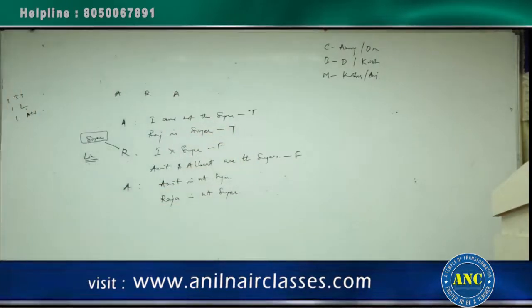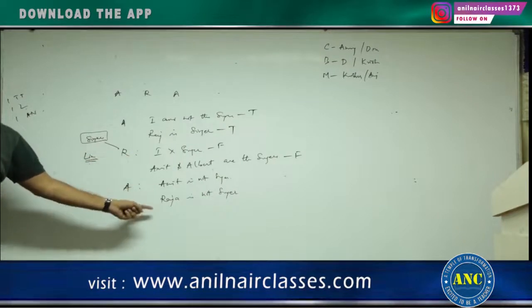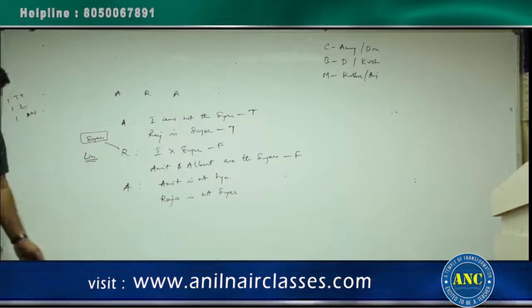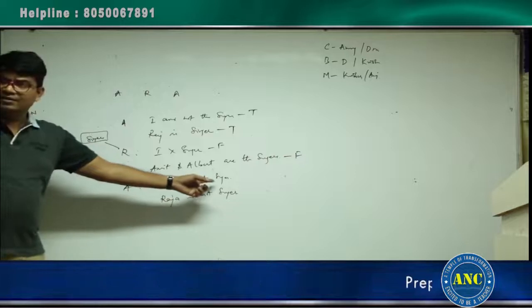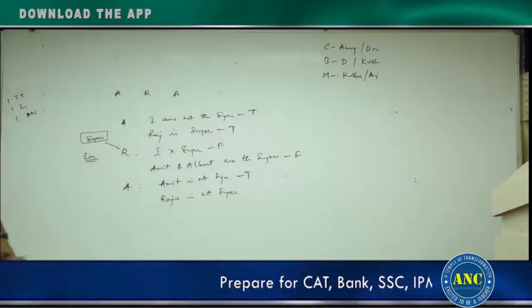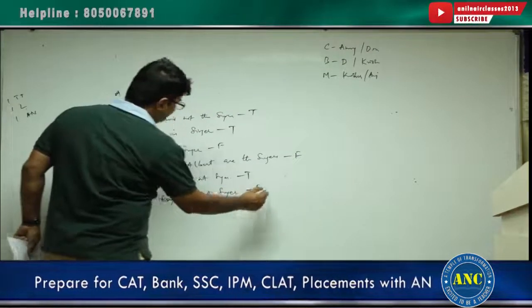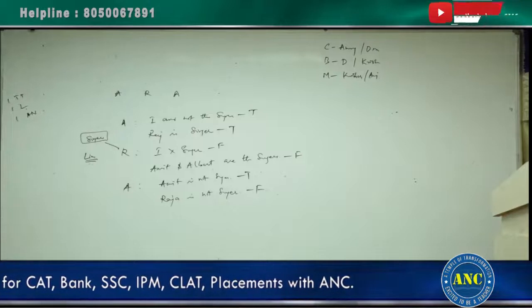Is it consistent as of now? Yes. Now, because this guy is a liar, this guy has to be an alternator. Let's see if that's true. Amit is not the singer is a true statement. Raja is not the singer is a false statement. Is it alternating? Yes. So that's the answer. Raja is the singer.